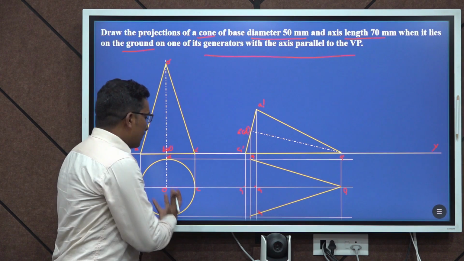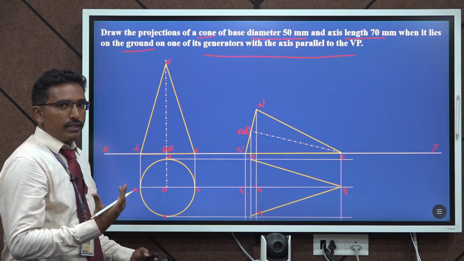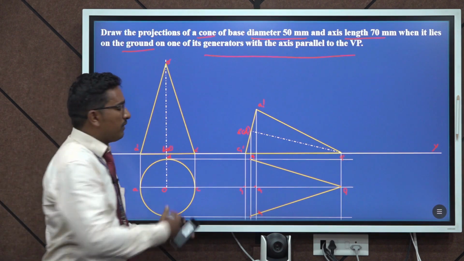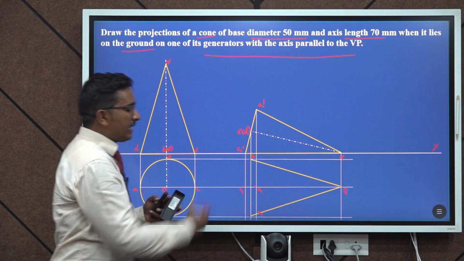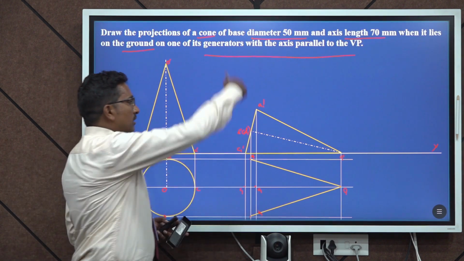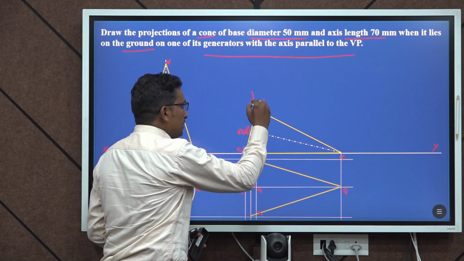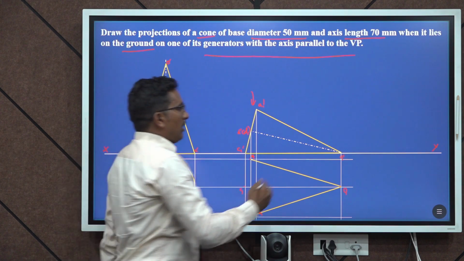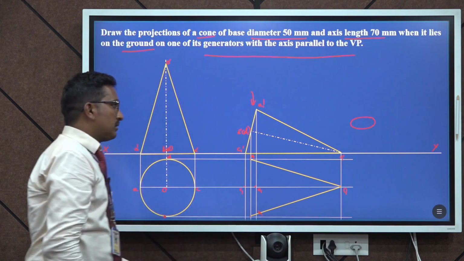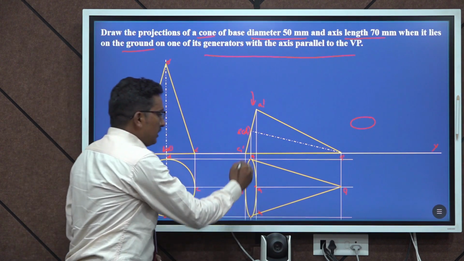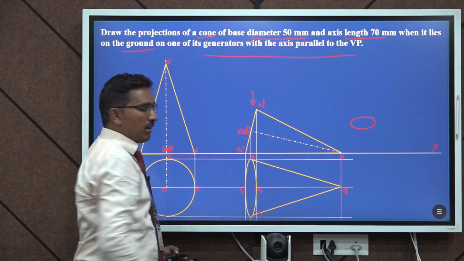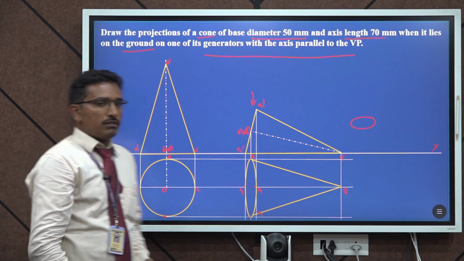And then the bottom of the cone, we know that it is a circle, but while it is lying on the generator, on the reference line, if we see it like this, you will see an oval shape like this. For that purpose I have drawn the oval shape. So this is the final diagram. Thanking you.